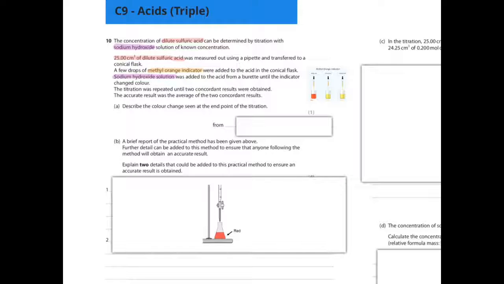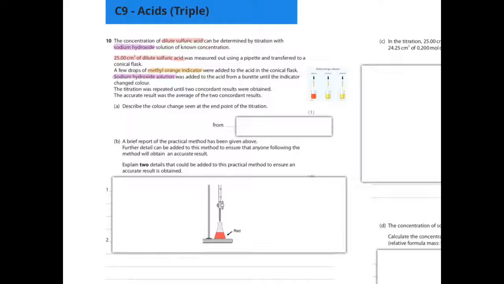orange. The titration was repeated until 2 concordant results were obtained. So 2 of the same results were obtained. In other words, you got 2 of the same amount of volume that neutralized it. The accurate result was the average of the 2 concordant results. So it takes a while, maybe a bit of practice to get this working correctly. So you basically keep going until you've set this up correctly and had enough practice to get it right. So 2 concordant results were averaged.